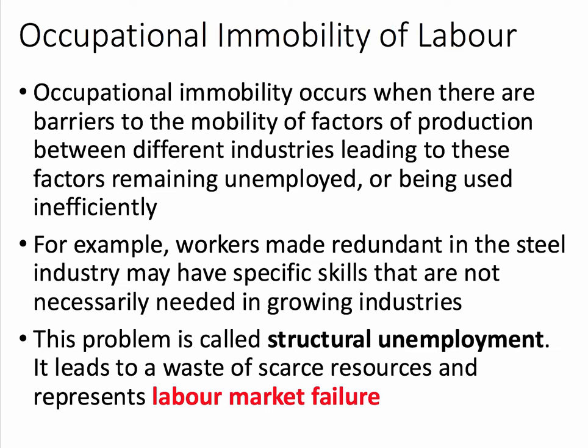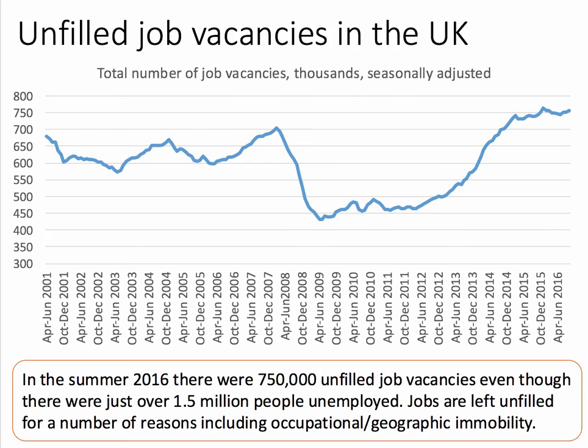An obvious example, given recent developments in the steel sector, is that workers who might have been made redundant in the steel industry may be highly skilled, but the skills they have are specific to the industry and not necessarily transferable to those needed in the growing sectors. So occupational immobility leads to structural unemployment. That is a deadweight waste of scarce resources, and of course it represents a clear form of labour market failure.